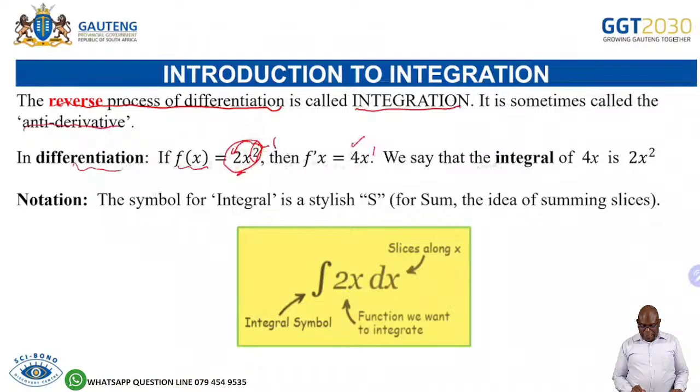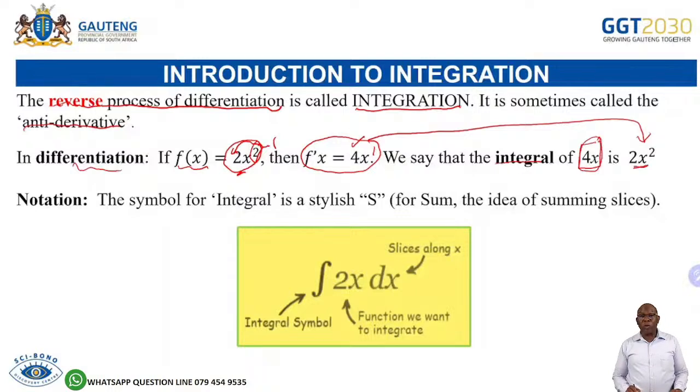Now we say the integral of 4x. So in other words, what we're going to be doing is to take that one back to this one. We're going to show you how we're going to do that. So the integral of 4x equals 2x squared. The notation that we're going to use for integral is the stylish s. We call it the stylish s. So the sum, this has nothing to do with that.